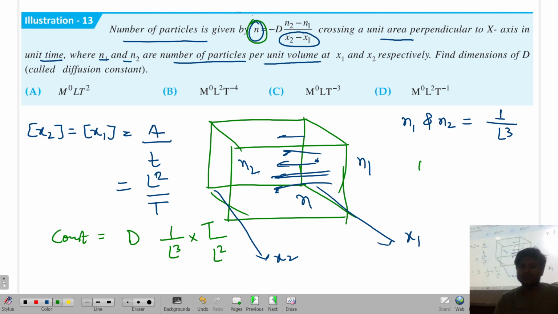So what is the dimension of D? It is equal to L to the power of 5 divided by time. Yeah, this would be the correct answer.